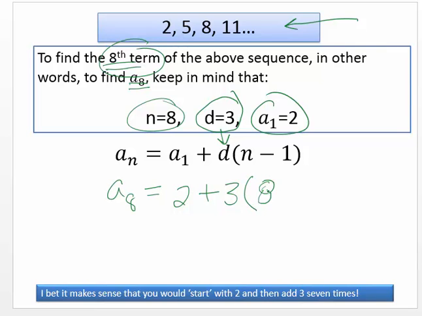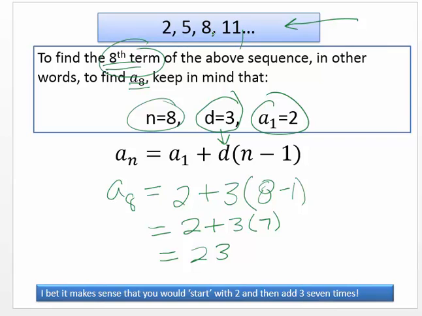And in this case, n minus 1 is 8 minus 1, because we're looking for the 8th term. So that gives us 2 plus 3 times 7, which gives us 2 plus 21, which is 23. Now let's see if 23 is actually the right answer.